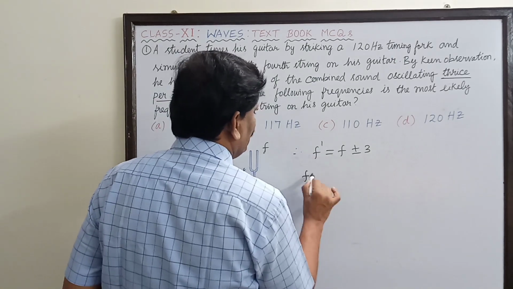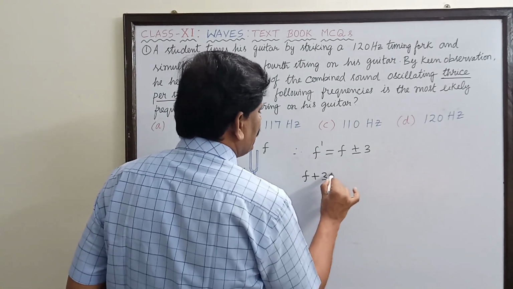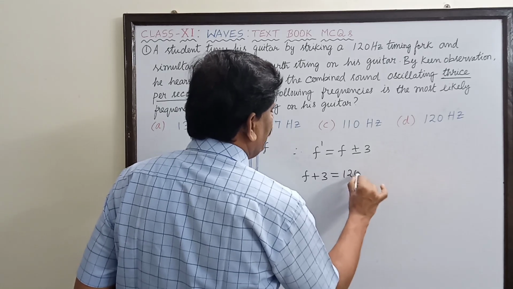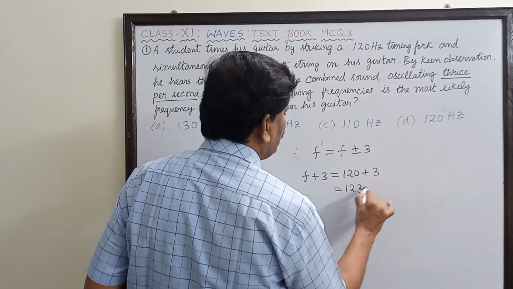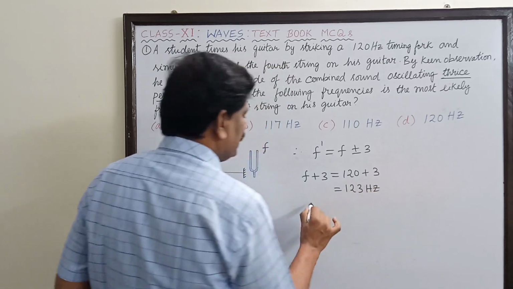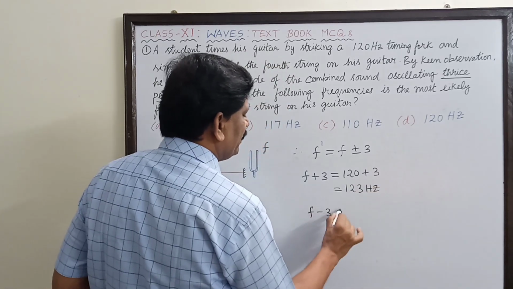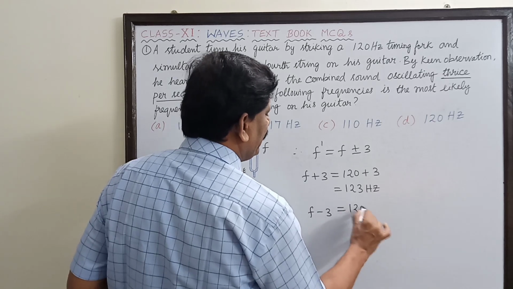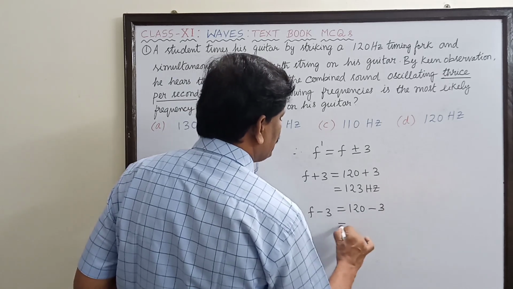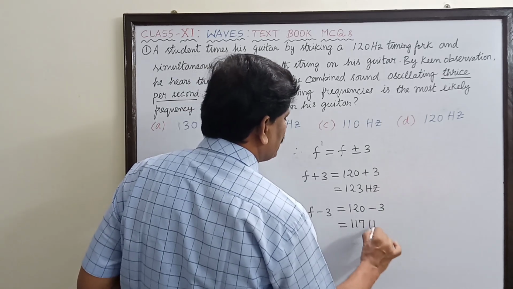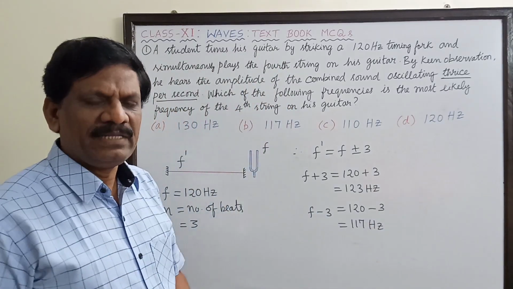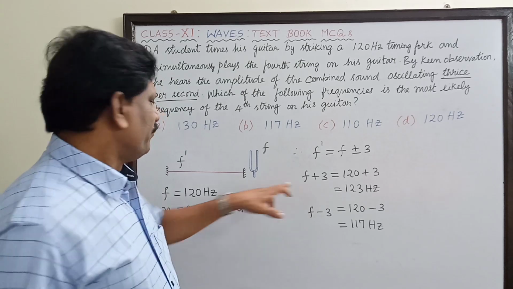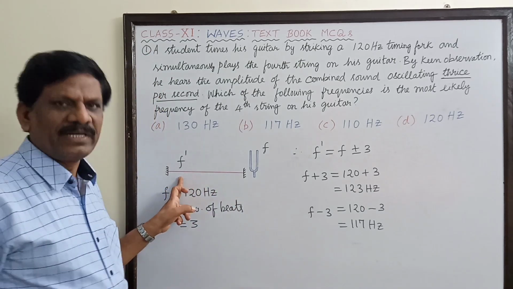So F plus 3 is equal to 120 plus 3, that is equal to 123 Hertz. And F minus 3 is equal to 120 minus 3, that is equal to 117 Hertz. These are the two possibilities for the frequency of the fourth string of the guitar.